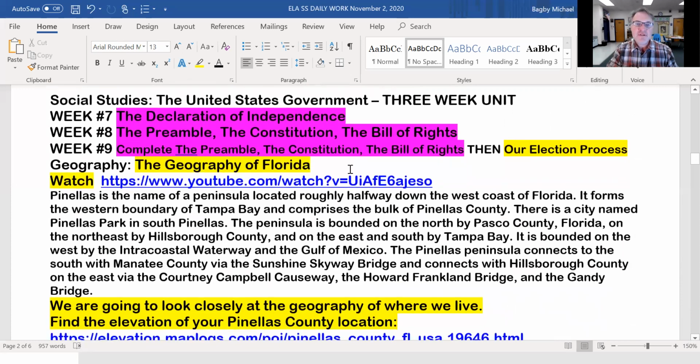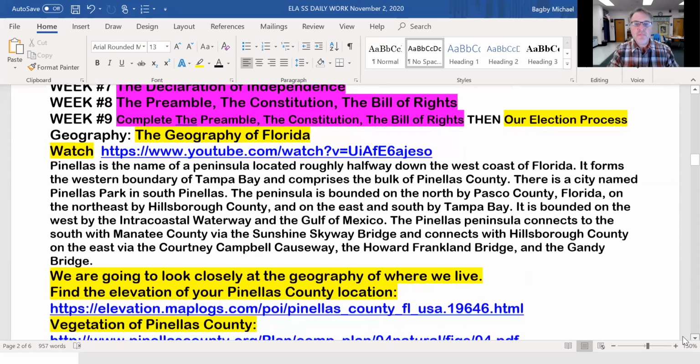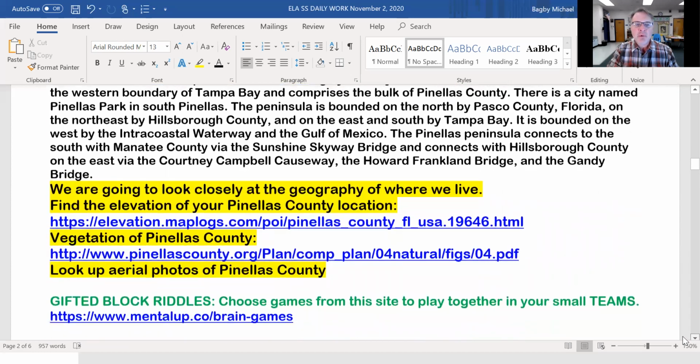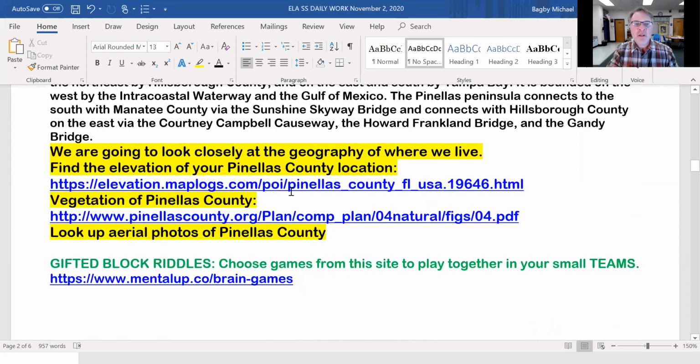Our geography focus, of course, you know, the social studies, we're all wrapped up right now in government study of the United States and the election process. We're going to be looking at the geography of Florida, the place where we live. And there's a cool video here on that, and then a description of Pinellas that we'll be reading together during our meeting. And we're going to look closely at the geography of where we live.